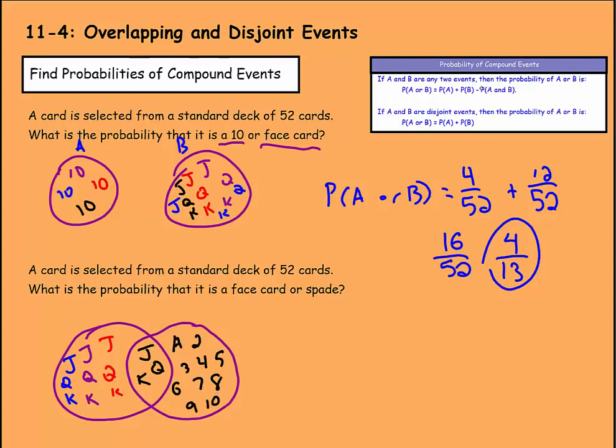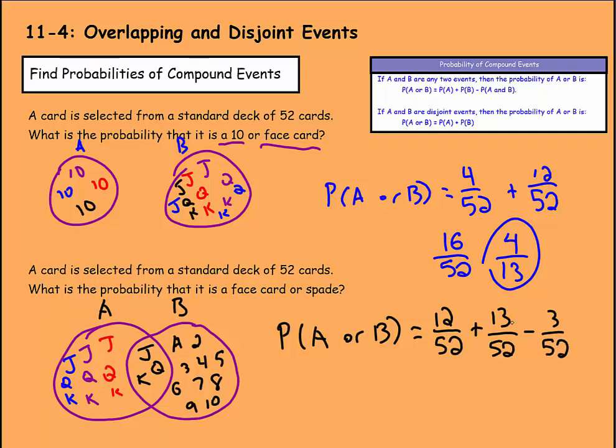So now let's use our formula to find the probability of A or B. If this is A and this is B, let's write our formula. The probability of A or B equals the probability of A, which would be, I count 12 in here out of 52, so 12 out of 52, plus I count 13 out of 52, then minus the combination in the middle, so minus 3 out of 52.